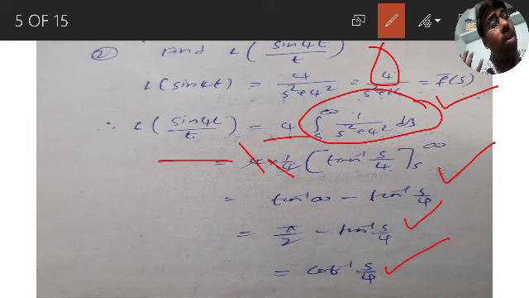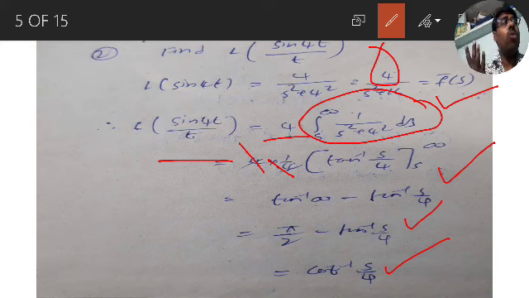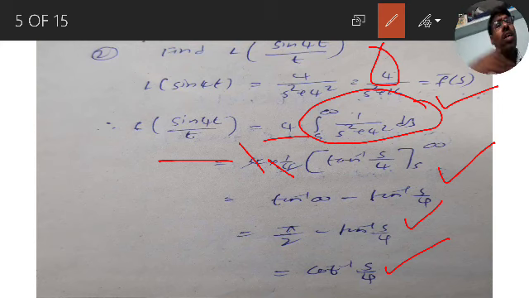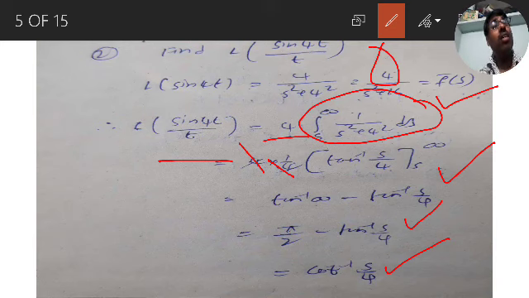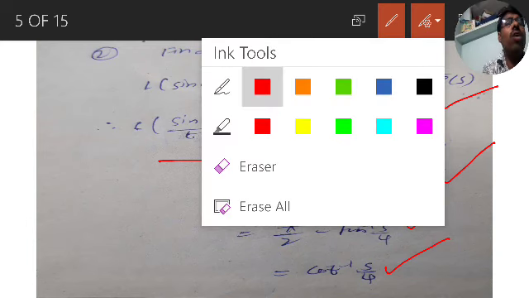So remember, for your clarity, I am repeatedly saying: multiplication by t means you have to do the derivative of f bar of s. Division by t, then you have to do the integration of f bar of s. Very easy to remember. Multiplied by t, then derivative. Divided by t, then integration. And be careful about the limits. It is s to infinity. To remember, the limits are s to infinity.